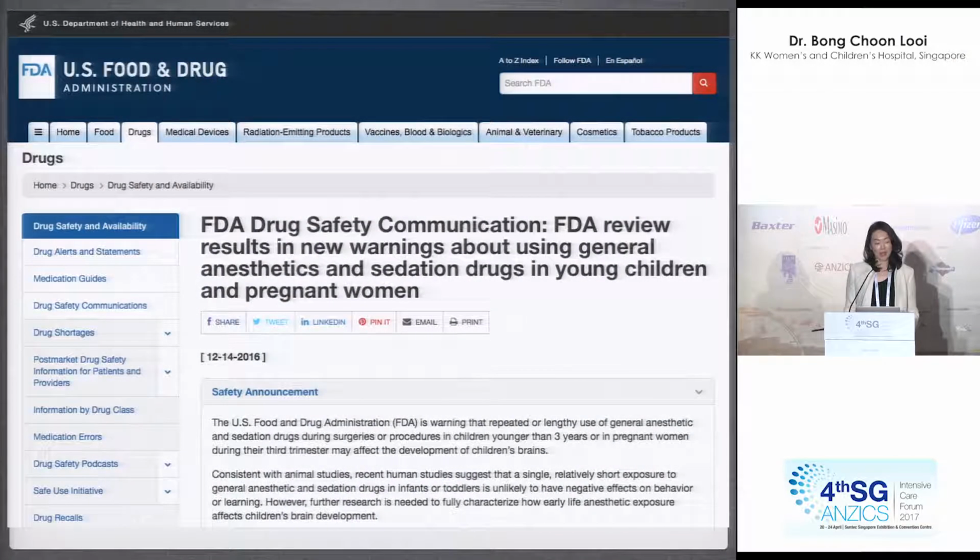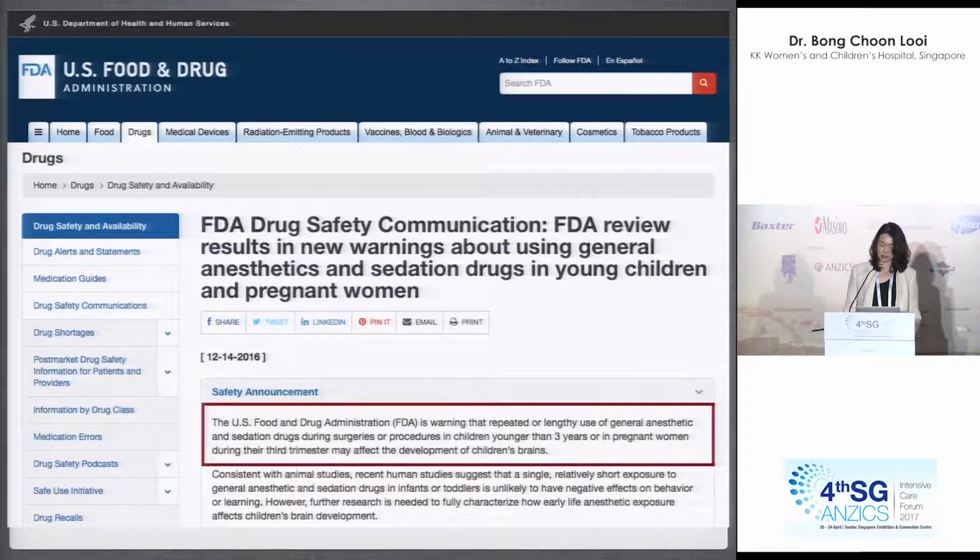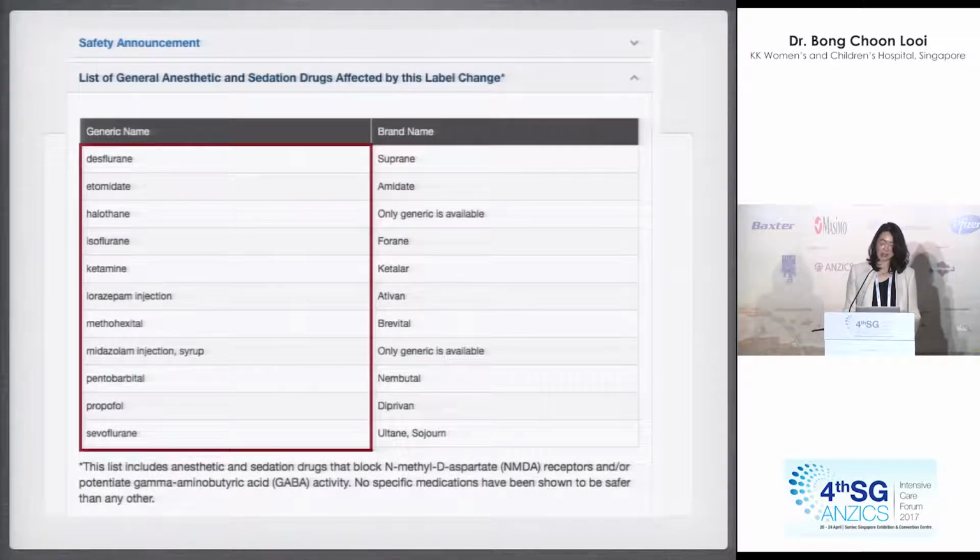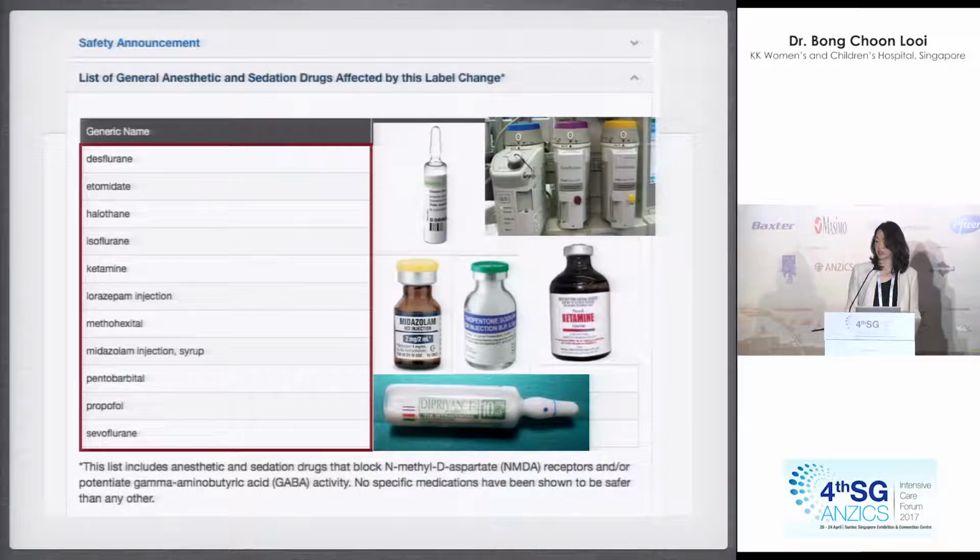Now, in December last year, the US FDA issued a safety warning, requiring that safety labels be put on sedative and anesthetic drugs, warning that the repeated or lengthy use of general anesthetic and sedation drugs during surgeries or procedures in children under the age of 3, as well as in women in the 3rd trimester of pregnancy, may affect the development of children's brains. The drugs that require these labels include the familiar drugs that we use in the ICU, including midazolam, ketamine, propofol, thiopentone, etomidate, as well as all the inhalational anesthetic agents that we use.